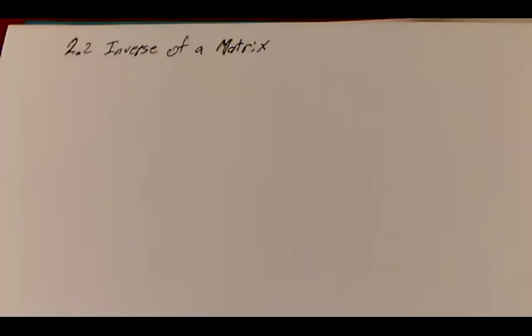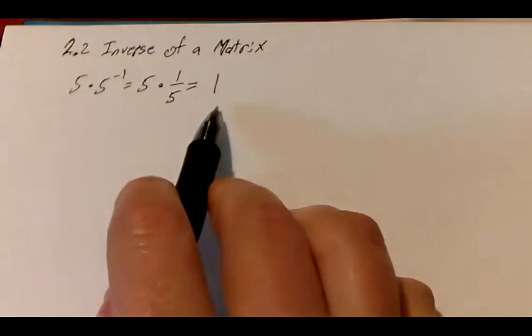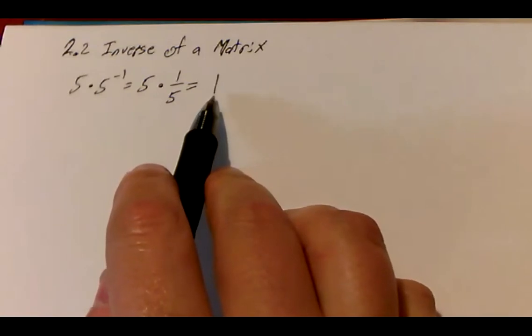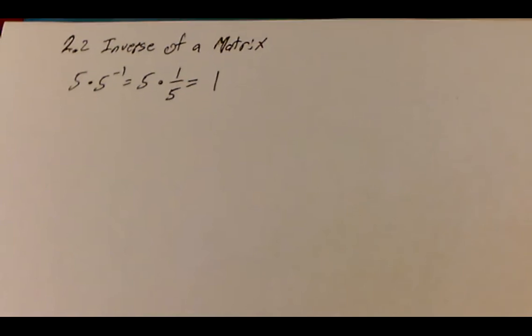All right, so in our last lesson, I previewed that we were going to talk about the inverse of a matrix. Just like we have the inverse of a number, we can have the inverse of a matrix. For regular numbers, we have a reciprocal. For example, 5 times 5 inverse, 5 to the negative first power, is the same as 5 times 1 over 5, which gives 1. So 1 represents our identity in the real numbers, just like we have an identity matrix in matrices.